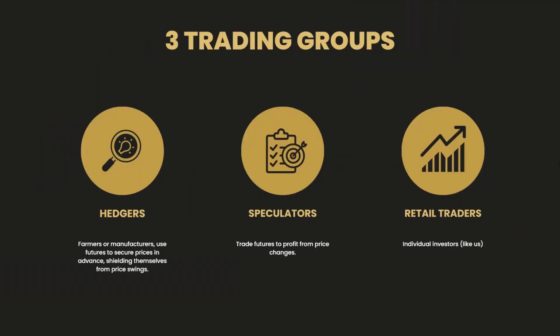Now, the futures market has a variety of participants, each playing a unique role. We've got hedgers, like farmers or manufacturers. They use futures to secure prices in advance, shielding themselves from any price swings in either direction. Now, there's speculators. Speculators, on the other hand, trade futures to profit from the price changes. And then finally, there's retail traders, investors like you, maybe me, who participate on just a smaller scale, as far as that goes.